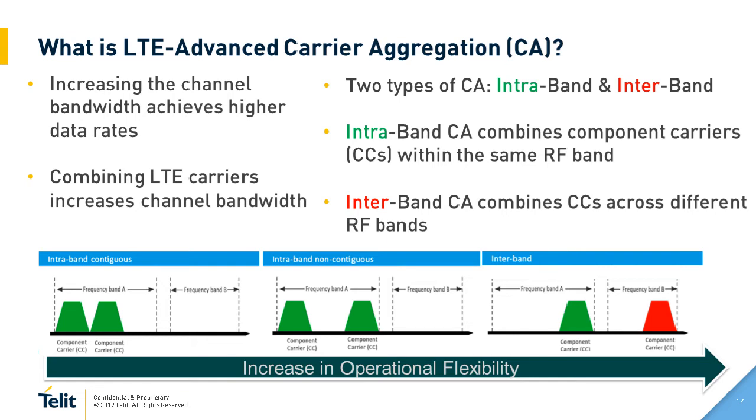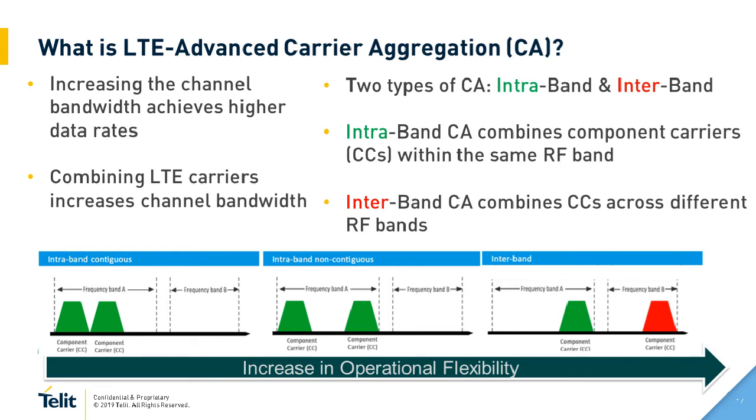Now, the more typical case is interband, which means across different bands. That is the use case on the lower right, where you have a frequency band A and a frequency band B that an operator owns. These could be completely different frequencies. But because of interband carrier aggregation technology, the modem is able to combine carriers from these separate frequency bands as if they were being combined into one unified channel.